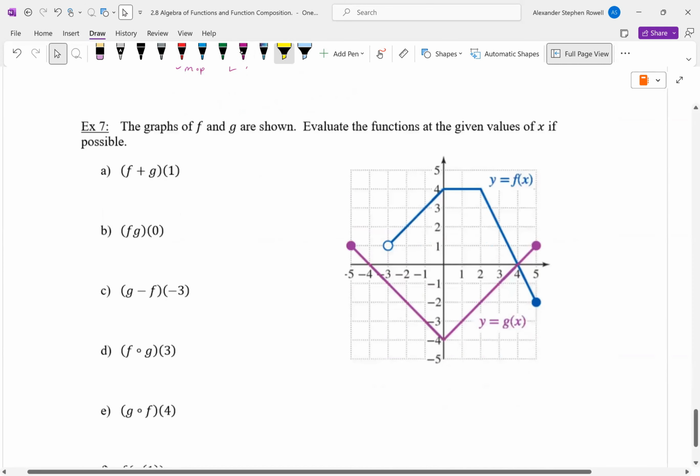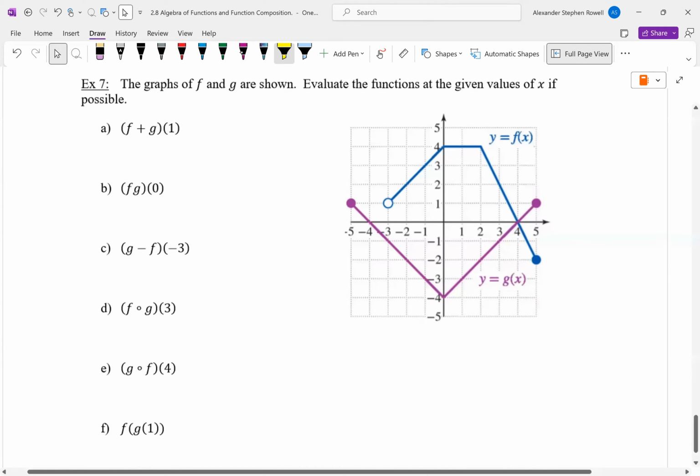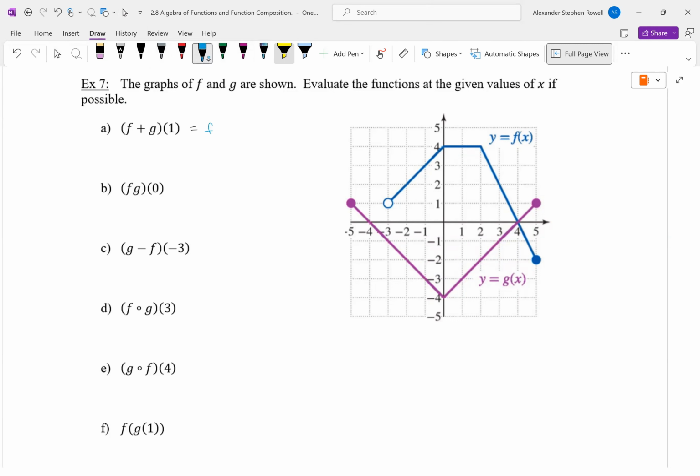All right, we need to do this last example by reading the graph. f plus g of 1 is equal to f of 1 plus g of 1. Can anyone tell me what f of 1 is? When x is 1, what is f of 1? Yes, very good. It's 4. But what's g of 1? When x is 1, what is g? Negative 3. And so the answer is 1.